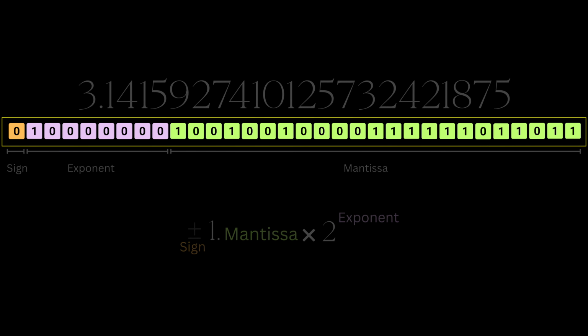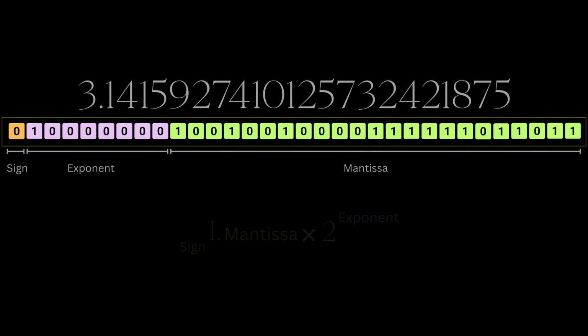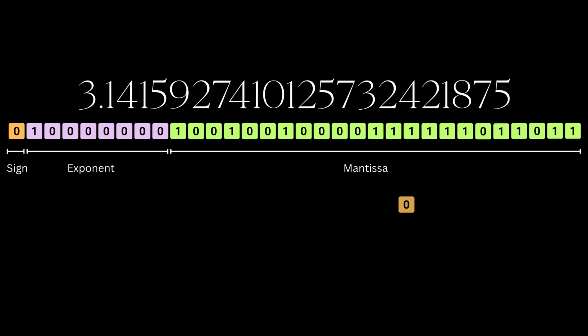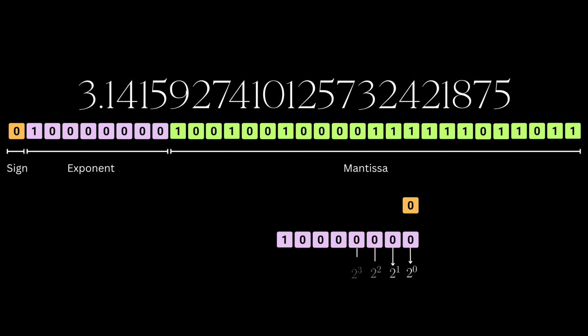Let's decode the bit pattern of pi to see this. The sign bit is 0, so it's a positive number. The exponent bits are 1 and then a bunch of zeros. To convert this binary form into decimal form, we use the same steps as integers. Assign powers of 2 to each digit, starting from the right beginning with power 0. Then multiply each binary digit by its corresponding power of 2 and sum them all together.